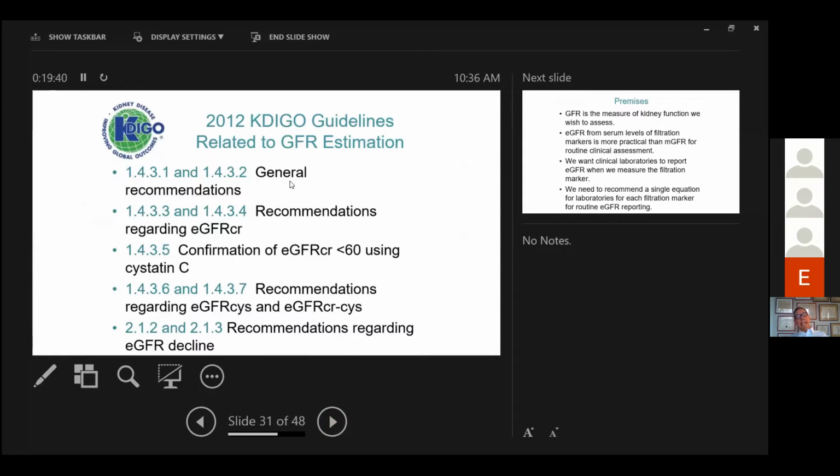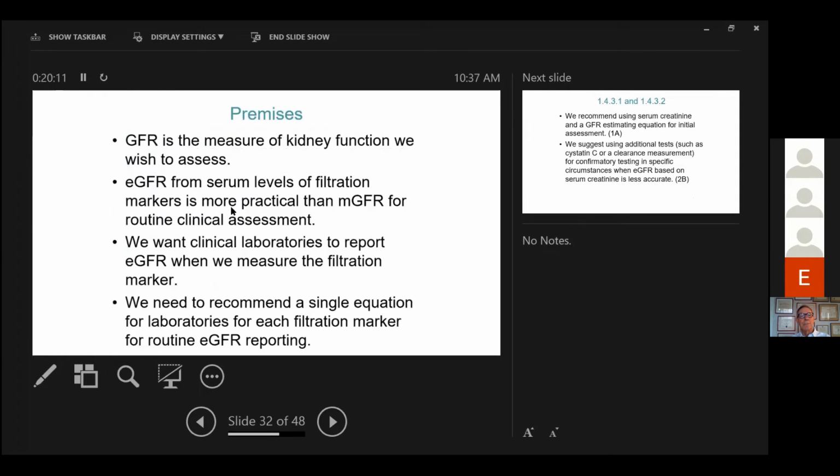So here's what the KDIGO guidelines say to do. KDIGO talks about GFR evaluation, gives general recommendations regarding creatinine, talks some about confirming creatinine if using cystatin, talks about how to estimate using cystatin, and again gives some recommendations regarding decline. We'll just review the general recommendations and those about creatinine.